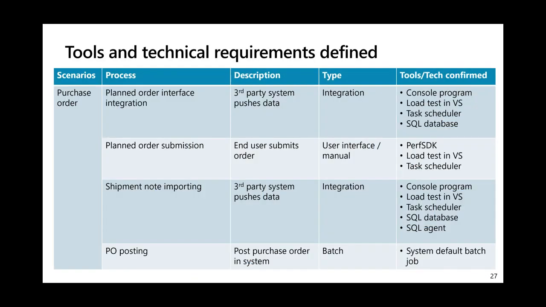So in this table, I have listed out what I need and what I should use during the development. There are three types: one is the integration, then user activity, and then the batch, which also refer to the process flow. Then I will outline and confirm the tools and techniques for each process. For example, the Panda order in this example, the interface integration originally was for a third-party system to push the data to the system and generate the Panda order. But they are doing the live testing, so we need to simulate it.